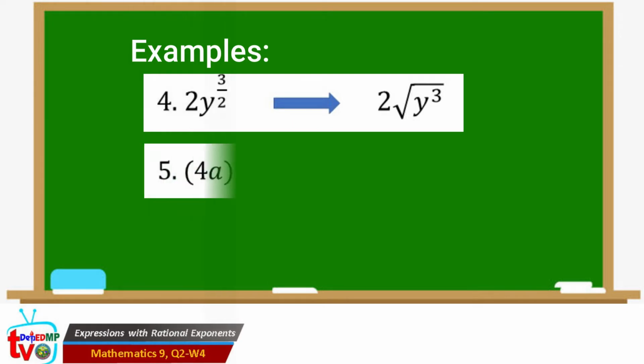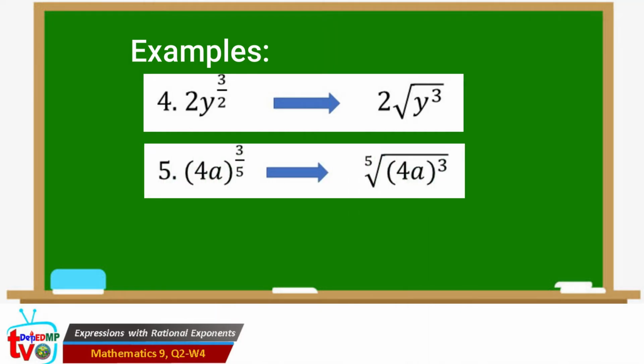Number 5, the quantity of 4a raised to 3 over 5 or 3/5. The grouping symbol indicates that both 4 and a are being raised to a power of 3/5. Rewriting it to its equivalent radical expression, it becomes the fifth root of the quantity of 4a raised to 3.